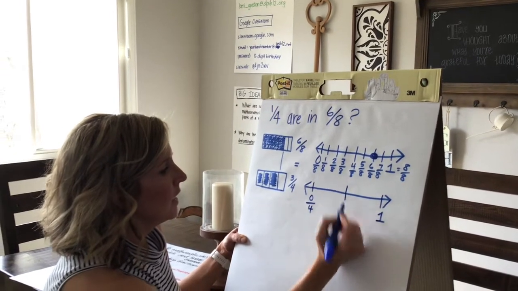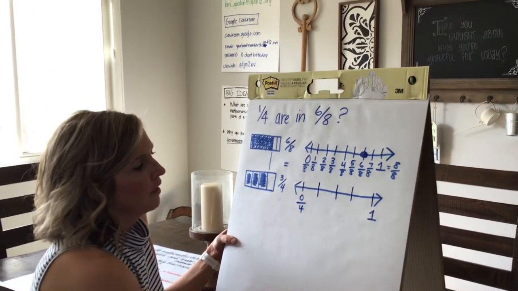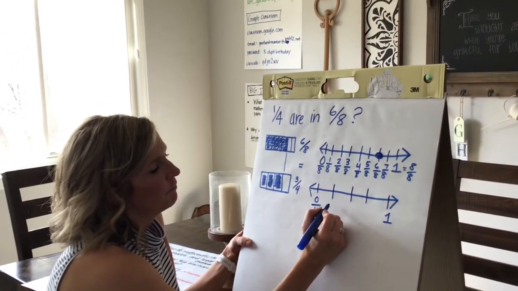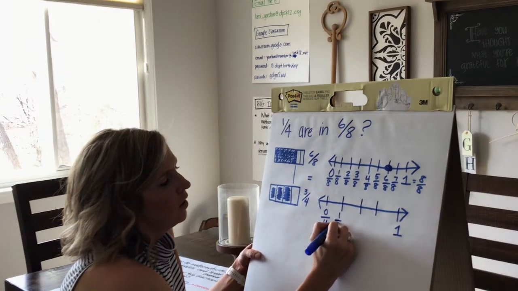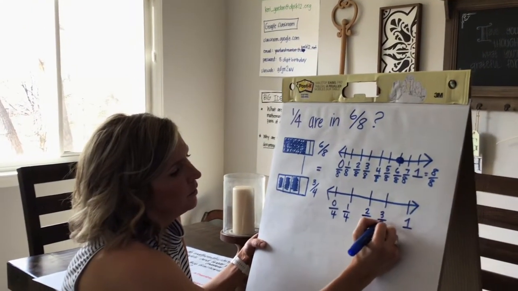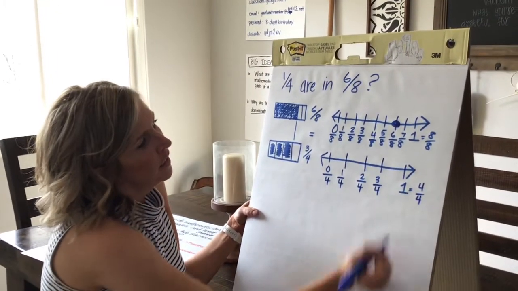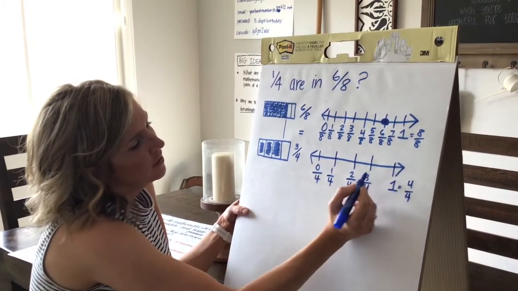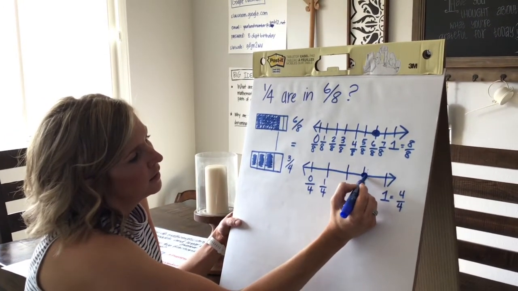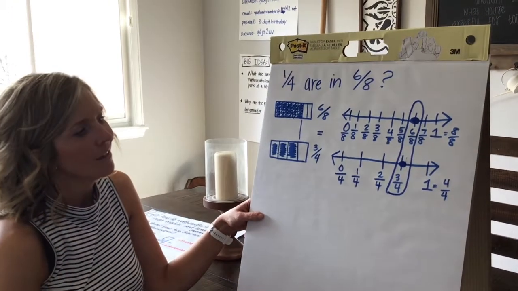And then I'm going to cut that in half. Now I have 2 equal parts, cut that in half. Now I have 4 equal parts. So this is 0/4, 1/4, 2/4, 3/4, and 4/4. And you can see that the fraction that's equivalent to 6/8, or that comes to the same place on the number line, is 3/4. So there's 2 ways to prove my thinking.